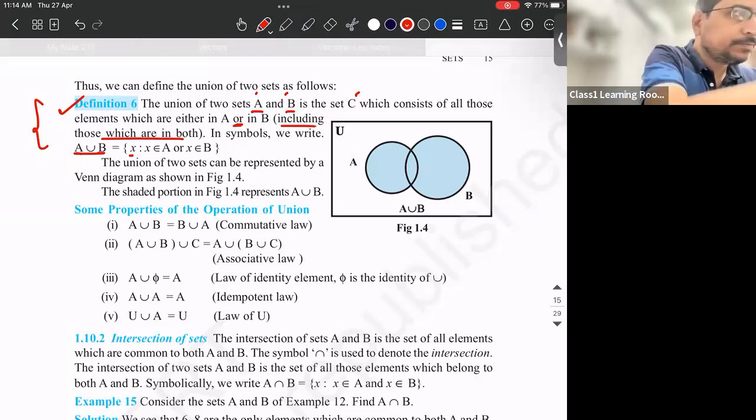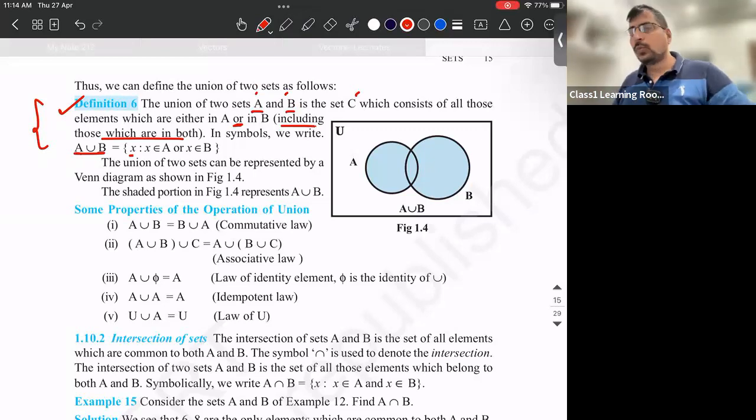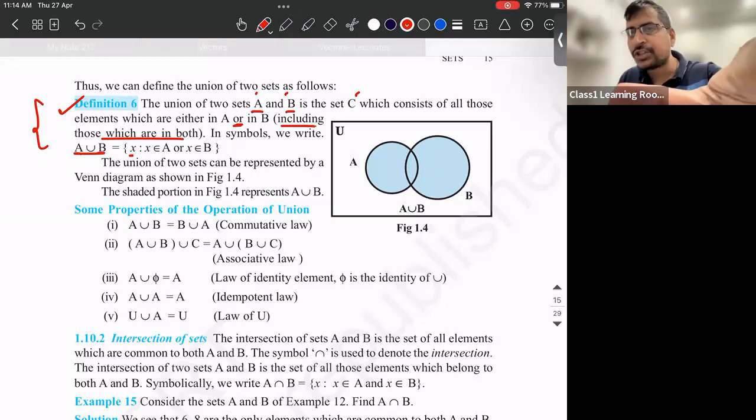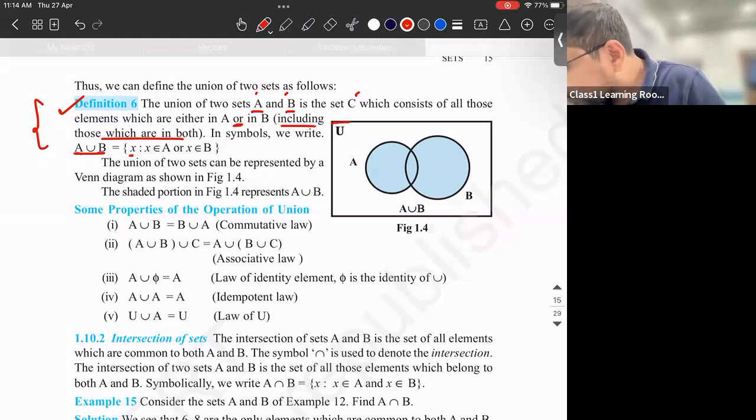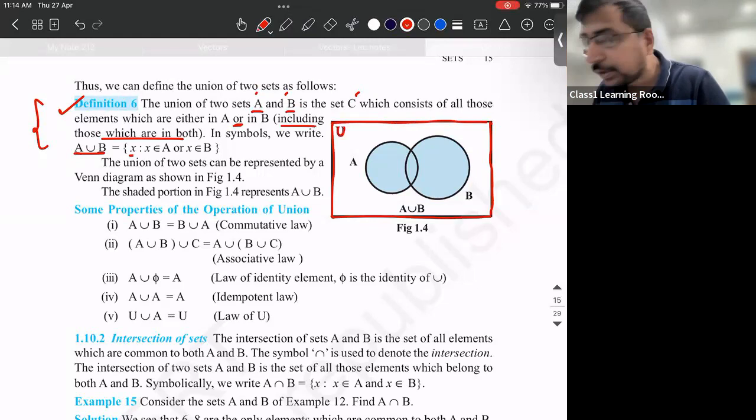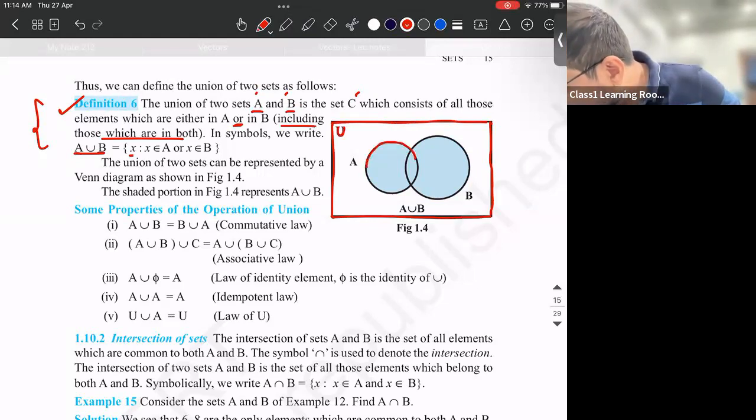Now see. For you to represent it in the form of a Venn diagram, a Venn diagram consists of what shapes? Two important shapes. One is a rectangle and the second is a circle. The rectangle is going to represent the universal set. And inside that, let me consider a circle and give it a name A.